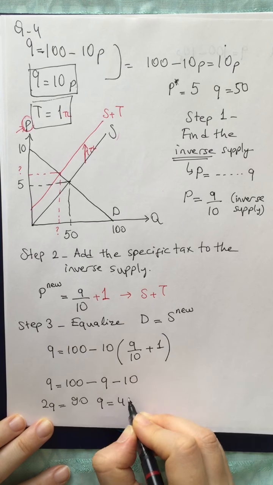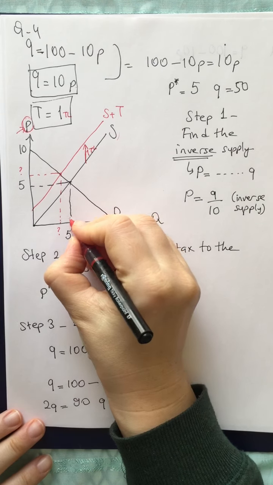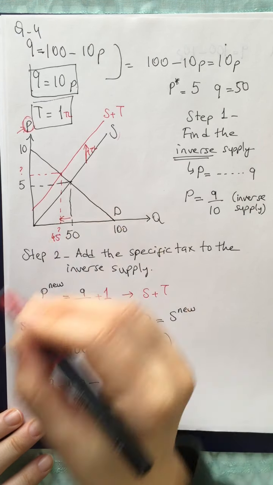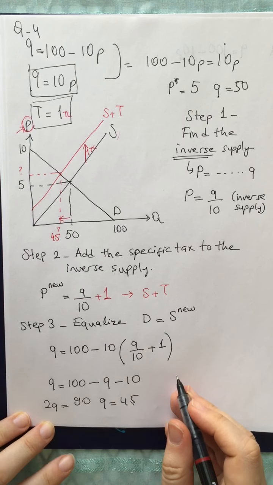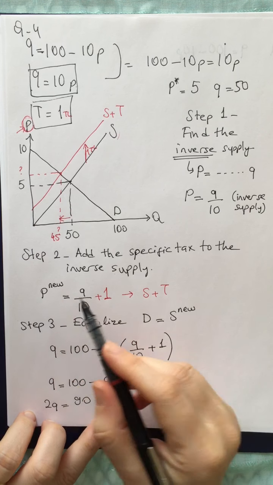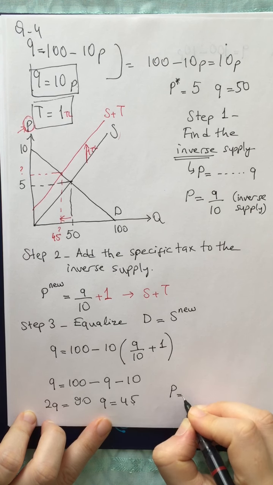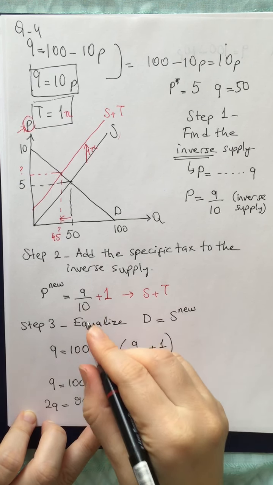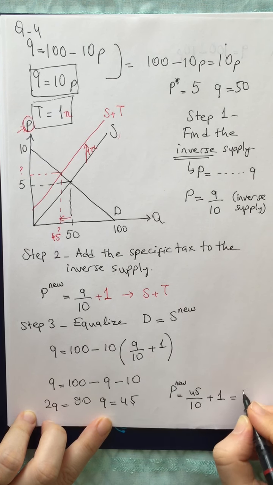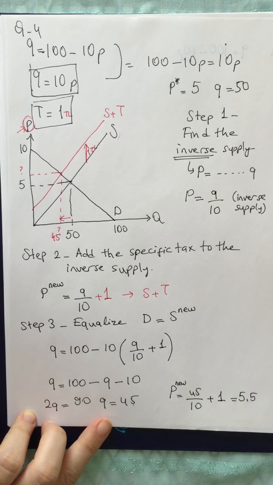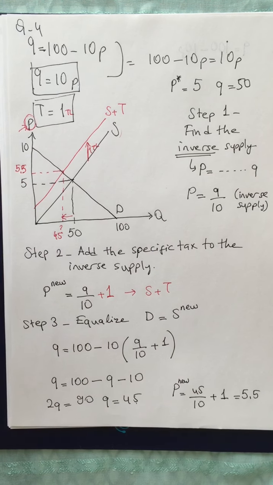Q equals 45. So after the tax, the new quantity is 45. And to find the price, we will insert that quantity into the supply or demand. Supply is easier, I think. So the new price is Q over 10, 45 over 10 plus 1, which is 5.5. Here is 5.5.